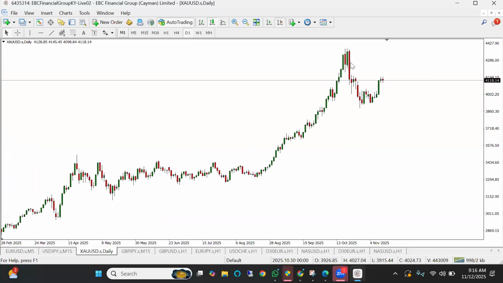And this whole thing we just saw is actually just a pullback, and we should see some level of correction back to the upside very soon. Looking at it from the angle of fundamentals, there is still no major reason why gold should go down. As a matter of fact, there is even more reason for gold to go back up than to go down.